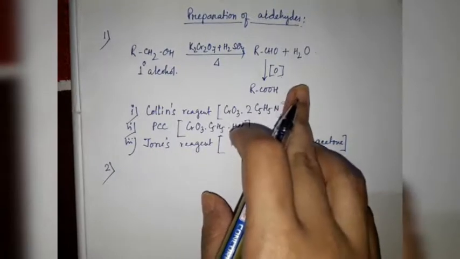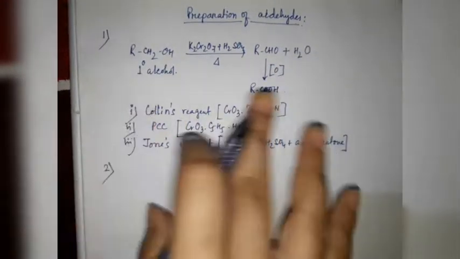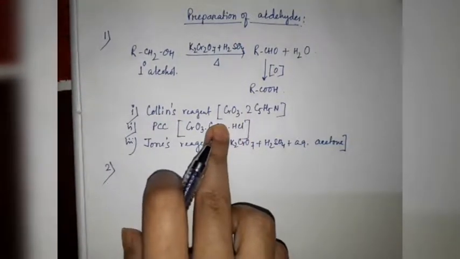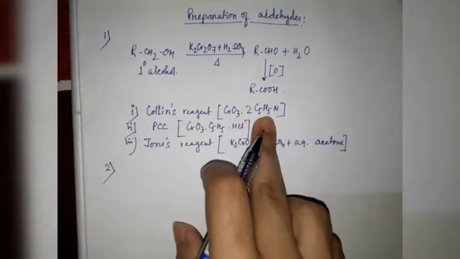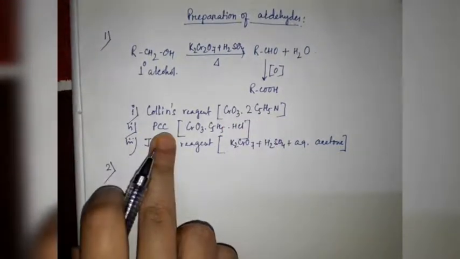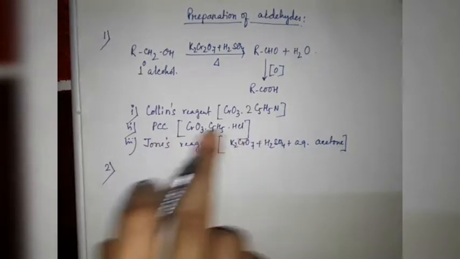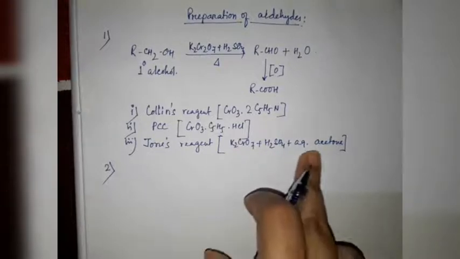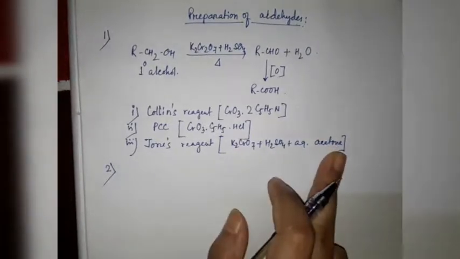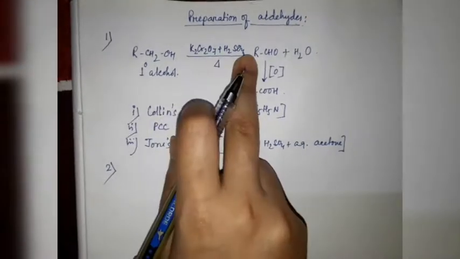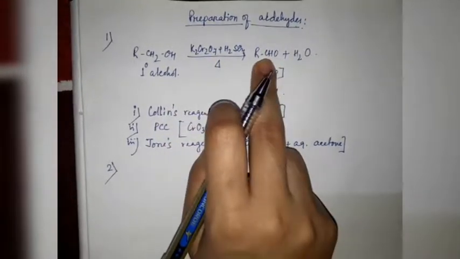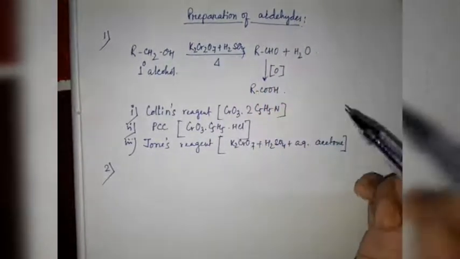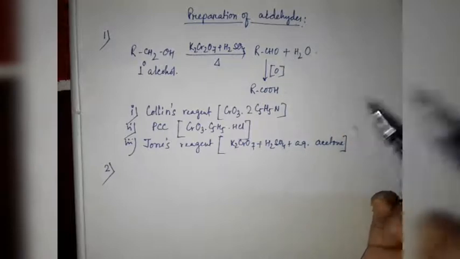To overcome this problem, we can use some suitable reagents. Number one is Collins reagent, which is chromium trioxide and pyridine complex. Next one is PCC, that means pyridinium chlorochromate, or we can use Jones reagent, which is a mixture of K2Cr2O7, H2SO4 and aqueous acetone. If we use these reagents instead of this reagent, we can have aldehyde as our exclusive product, and we can prevent this further oxidation of aldehydes.